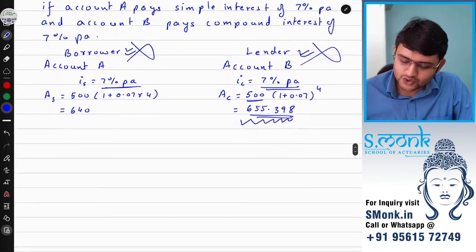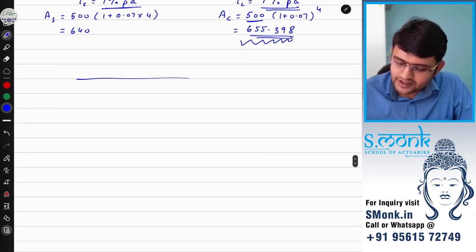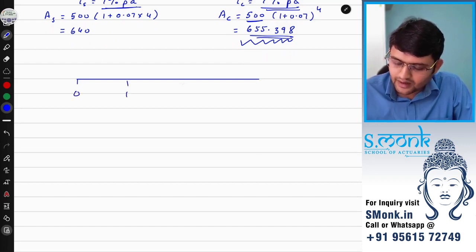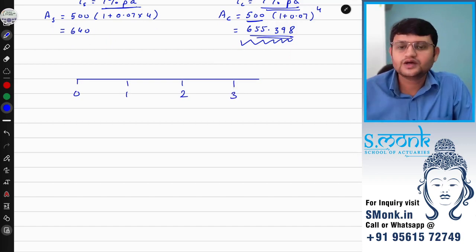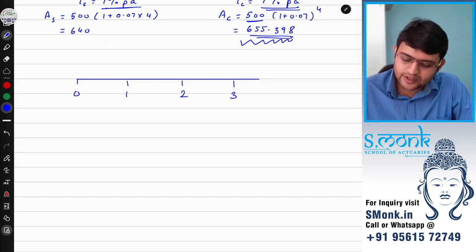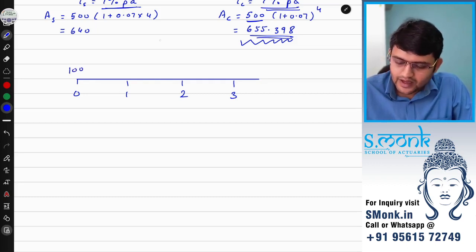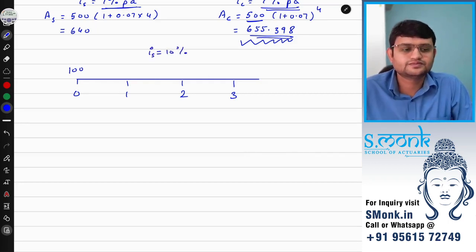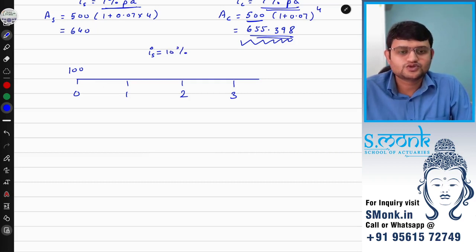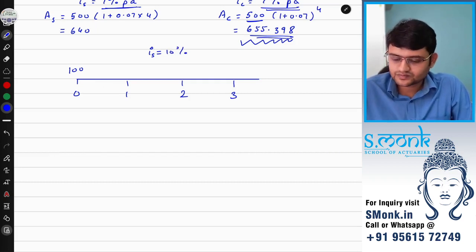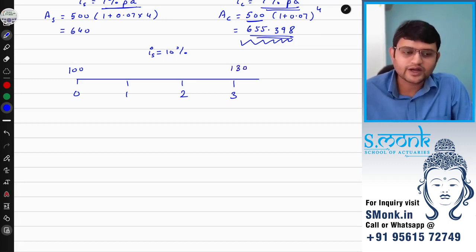Okay, so I'll just show you a simple example. Let's say that you are lending me money for 3 years. You gave me 100 rupees today, and the rate of interest that you're charging is simple rate of interest of 10% per annum. So after 3 years, how much will it be? So you'll say 10% per annum on 100 rupees, that is 10 rupees per year. So in 3 years, it would be 130.